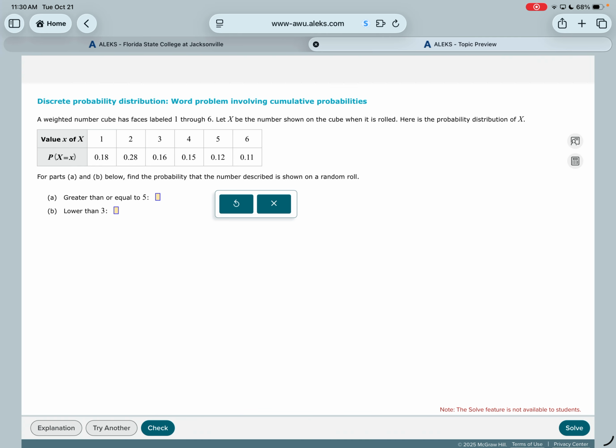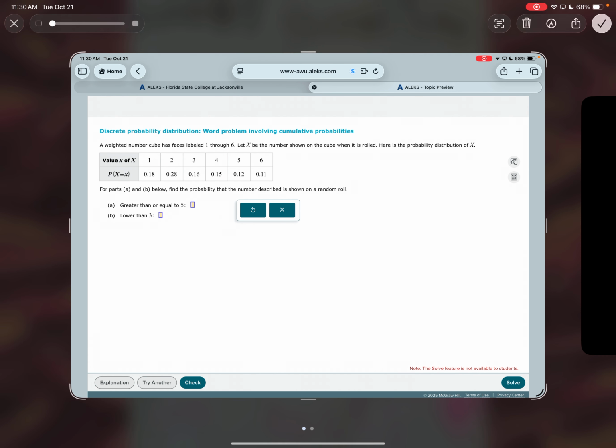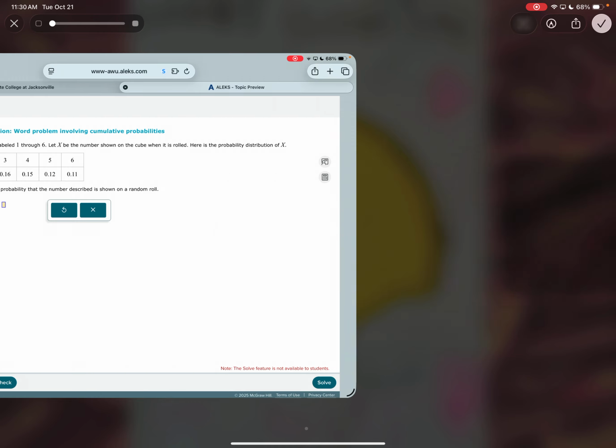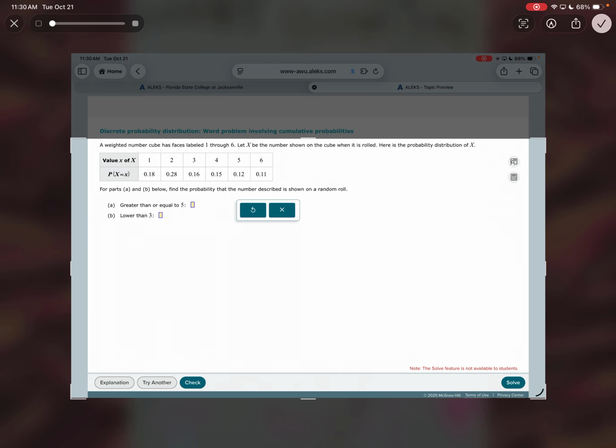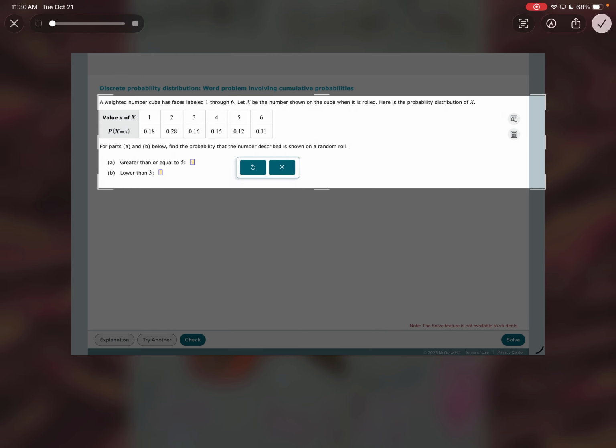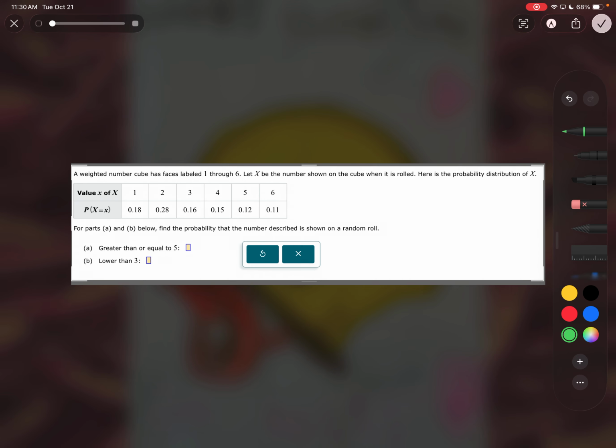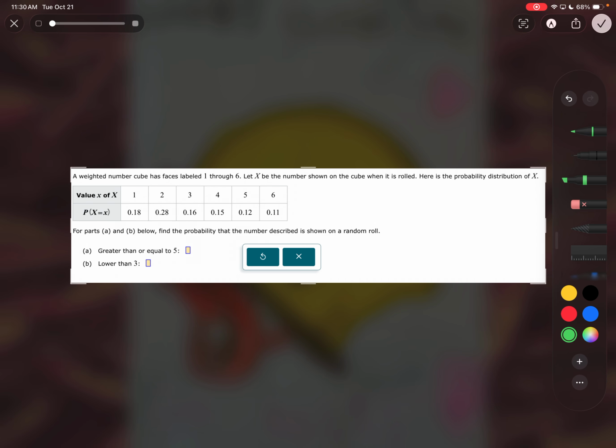All right, this is just reading the chart, I believe, so I don't think you'll have too much trouble with this. Find the probability for the number described on a random greater than or equal to 5 would be these two, right? So 0.12 plus 0.11 is 0.23. Lower than 3 would be these two. It does not include 3.